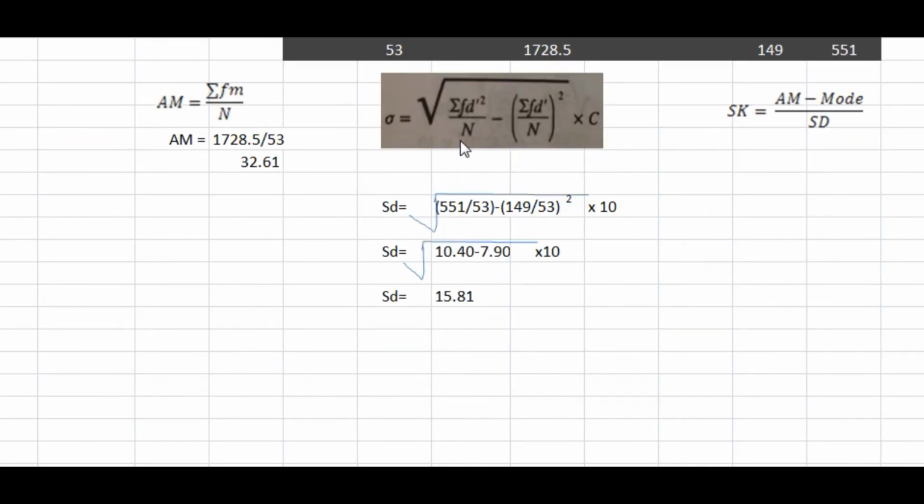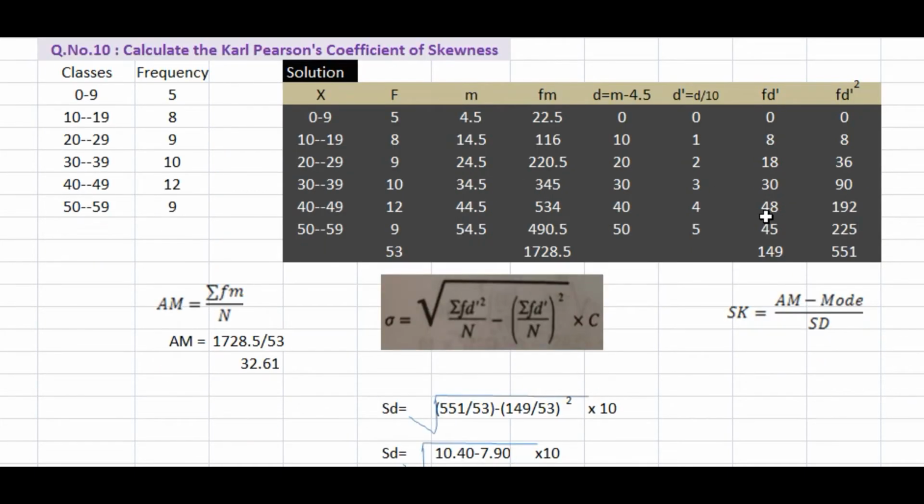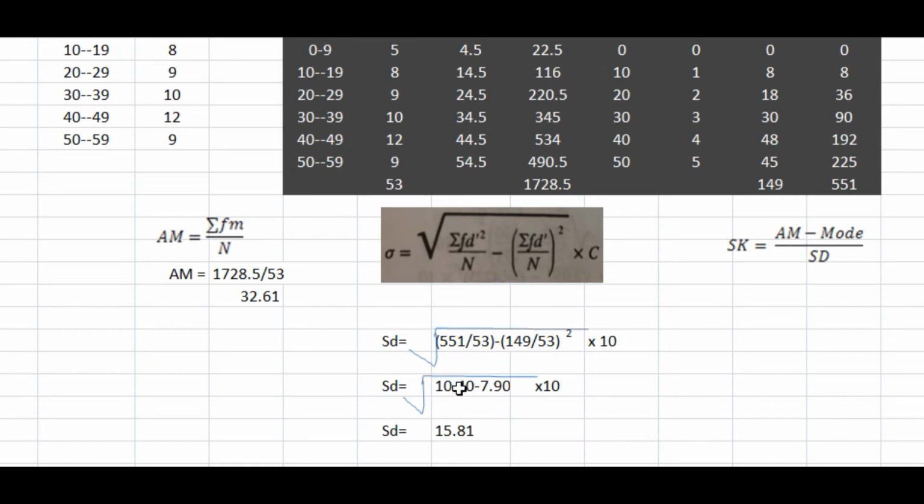See the solution. Σfd² — how much is Σfd² here? Σfd² is 551 here. Divided by n, what does it mean? 53 minus (Σfd/n)² is 149. See, 149 is (Σfd)². Divided by n is 53. Whole square root into 10. Then simplify this one, 10.4. Simplify this one into square, you will get 7.9. And the difference, remove the root, into 10, you will get 15.81.